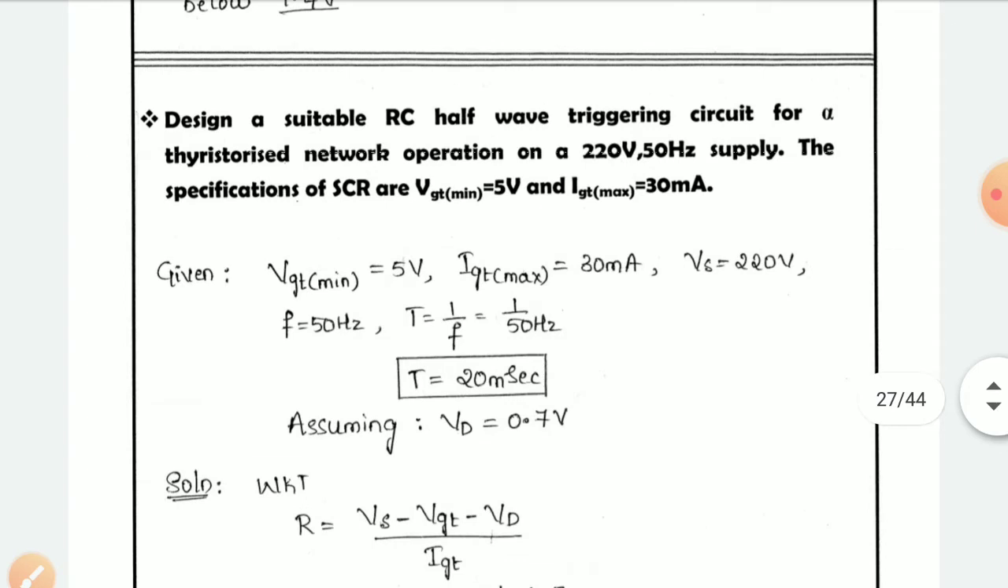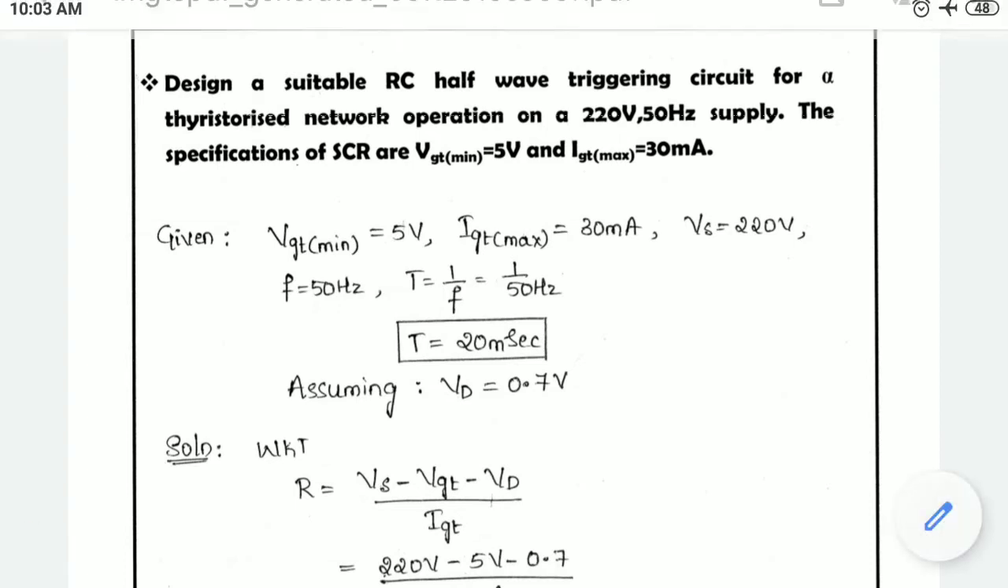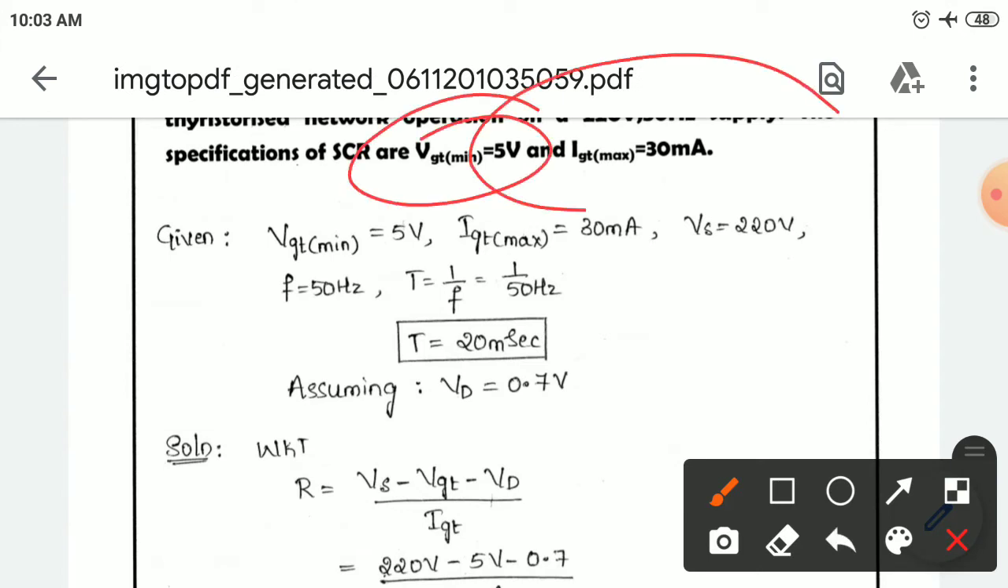So next is a design problem. Design a suitable RC half wave triggering circuit for a thyristorized network operating on a 220 volts, 50 hertz supply. The specifications of the SCR are VGT minimum of 5 volts and IGT maximum of 30 milliamps. So just note the parameters given: VGT is 5 volts, IGT is 30 milliamps, and VS is equal to 220 volts. Frequency F is 50 hertz here.